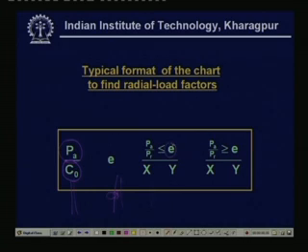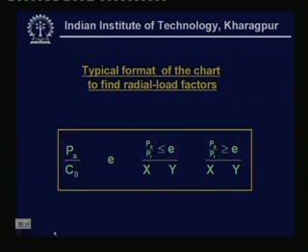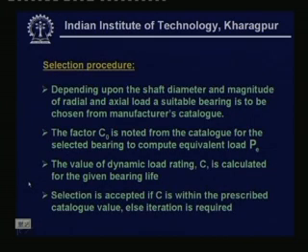If this e is greater than the factor of axial load by radial load, you choose the X and Y values from these two columns. Otherwise, you choose the X and Y values if e is less than this value of P_A by R. This type of chart is available in the design book or the manufacturer's catalog, from where one can find the radial and axial load factors. So, let us come down to the selection procedure.